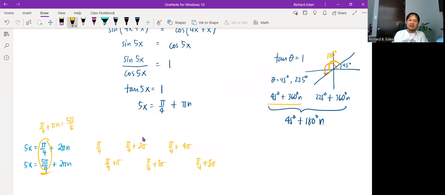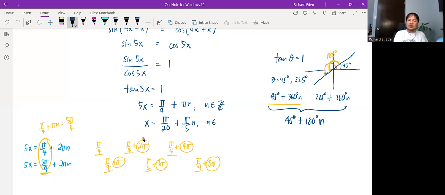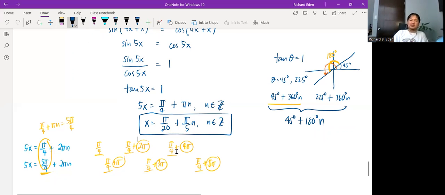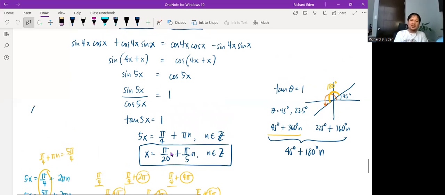And then observe that when you look at all these values, they're actually just based on pi over 4, where you are adding pi, 2 pi, 3 pi, 4 pi, 5 pi. So it'd be easier if you write it as one family of solutions, n an element of the set of integers. So actually that means x is pi over 20 plus pi over 5 n, n an element of all the integers. Okay. But for the solution to the problem in degrees, the smallest positive value answer would be pi over 20, which in degrees is 180 over 20, 9 degrees.